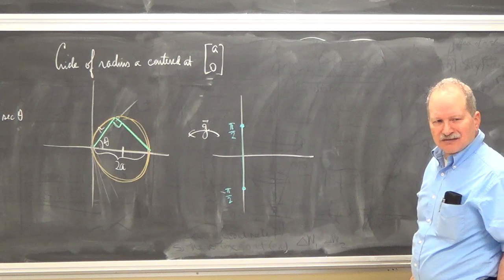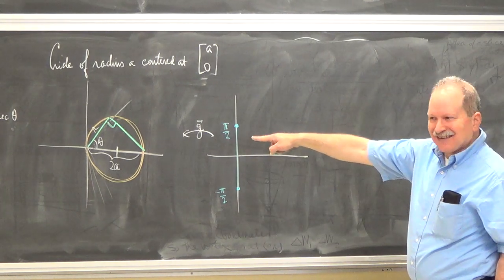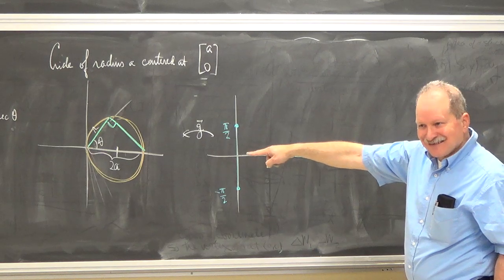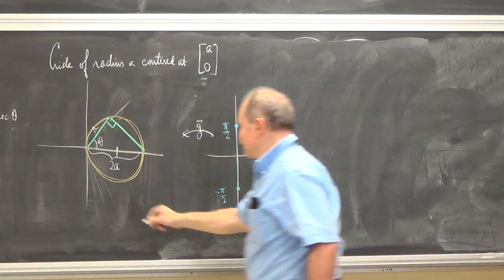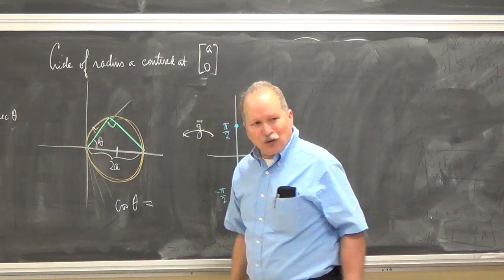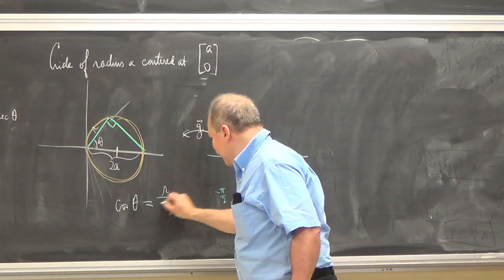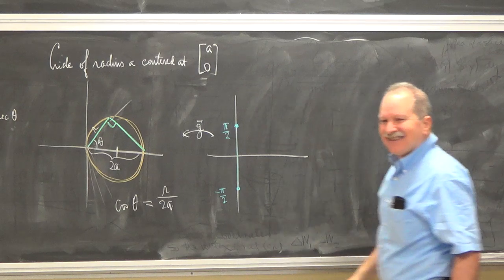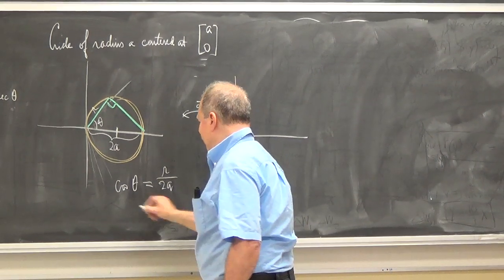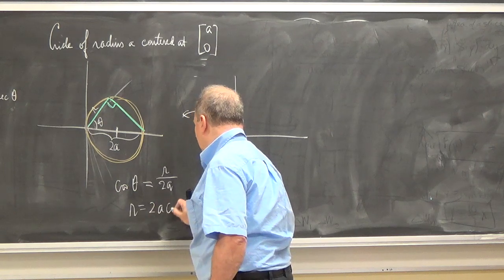No, way easier. You've got a right triangle. That's adjacent over hypotenuse, that's cosine. Cosine of theta equals r over 2a. It's a right angled triangle. So r equals 2a cosine theta.